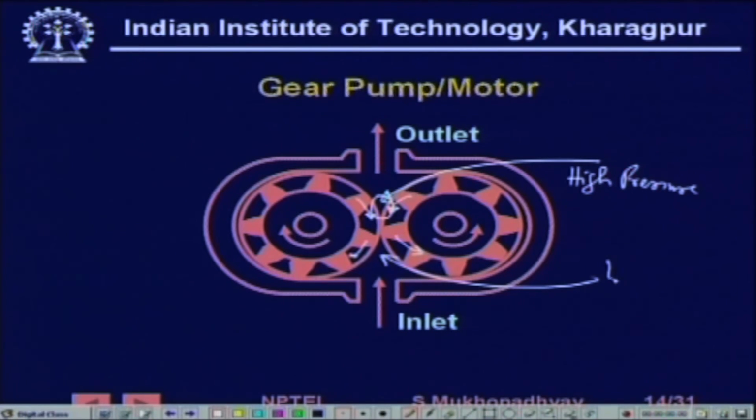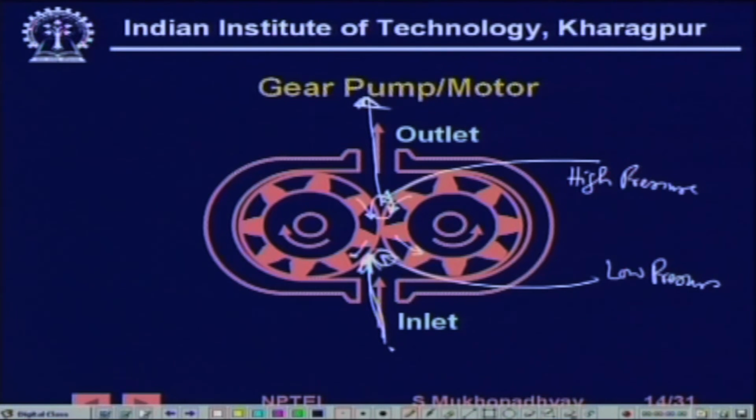In one place they are closing, so when they are closing, they have a tendency of creating a pressure. On the other side, they are actually opening. So when they are opening, here you have a low pressure region. Obviously, this low pressure region will suck in fluid from the inlet, and this high pressure region will drive the fluid at the outlet. So this is the way the gear pump works.